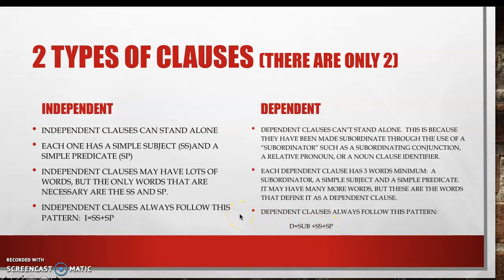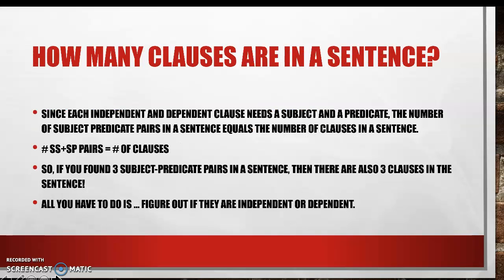Now, might there be other words besides the subject and the predicate in an independent clause and besides the subordinator, the subject, and the predicate in a dependent clause? Yes. There could be prepositional phrases, adjectives, adverbs, all manner of other things can be in these clauses. But the things that define them as either an independent or a dependent clause are the subject and the predicate and the subordinator. Okay, let's keep going with this.